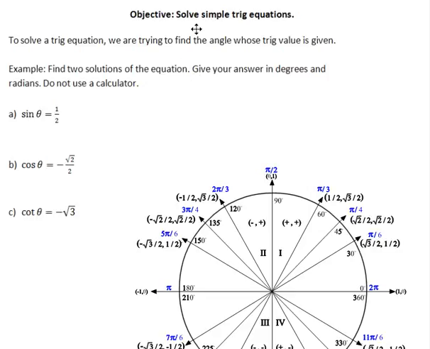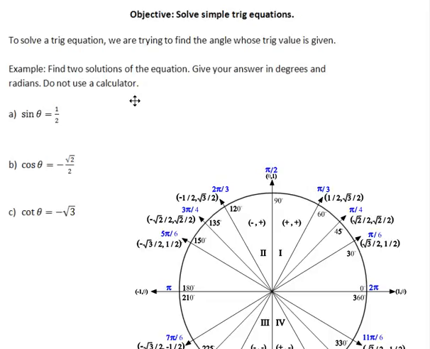Hi, the last objective that I want to cover here is how to solve simple trig equations. To solve a trig equation, we're going to try to find the angle whose trig value is given. These are going to be very simple based on the unit circle at this point. We're going to get into more complicated trig equations later on in the course, but for right now it's just really going in the backwards direction.